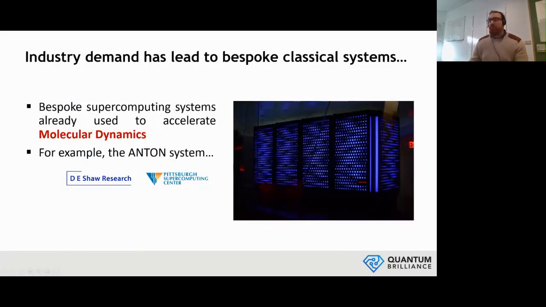So to actually highlight the massive demand that industry has, you may be familiar with some of these bespoke classical systems. They were developed specifically to do these computational chemistry calculations. One good example is the Anton system, which is at Pittsburgh Supercomputing Center. This is a supercomputer ASIC, in a sense, designed just to do molecular dynamics.